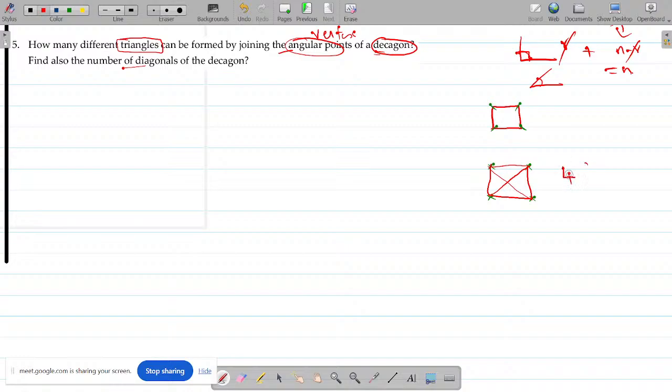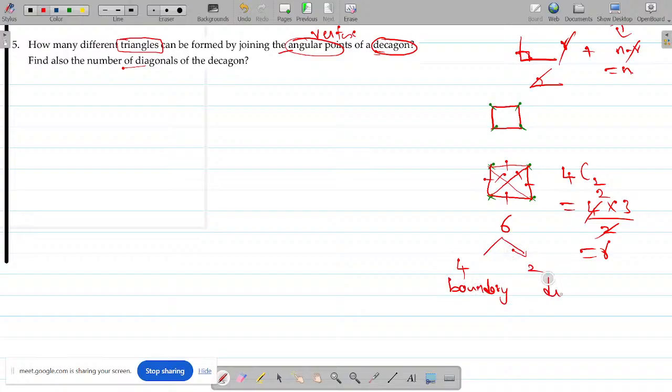Can you check? 4C2, right? Why 4C2? Totally 4 points are given. For drawing a line, you need at least 2 points. So 4C2. What's the value of 4C2? 4 into 3 divided by 2 factorial. So 6 lines. You're getting 6 lines? See, 1, 2, 3, 4, 5, 6. These 6 lines are nothing but 4 boundaries and the remaining 2 are diagonals. What do you mean by boundaries? That defines the shape. So 4 boundaries and the remaining 2 are diagonals.